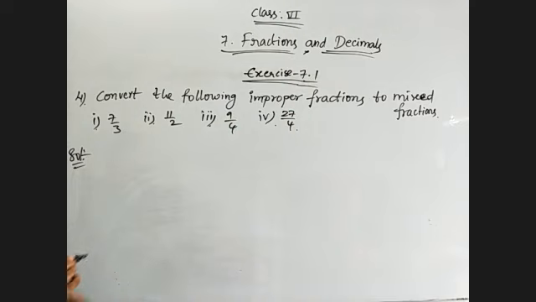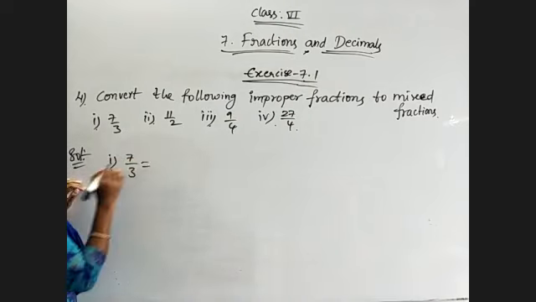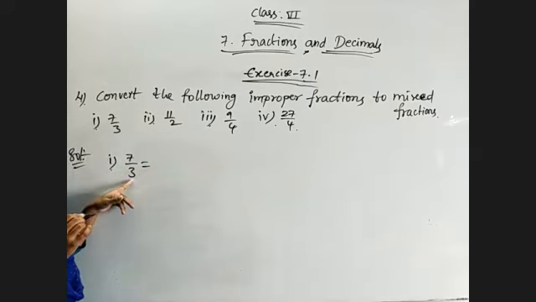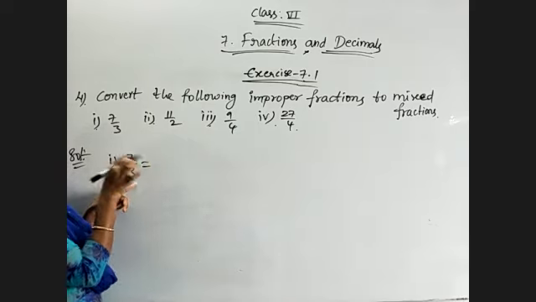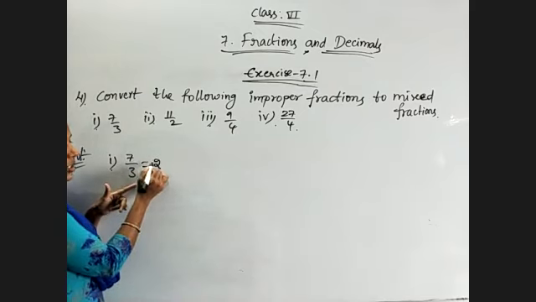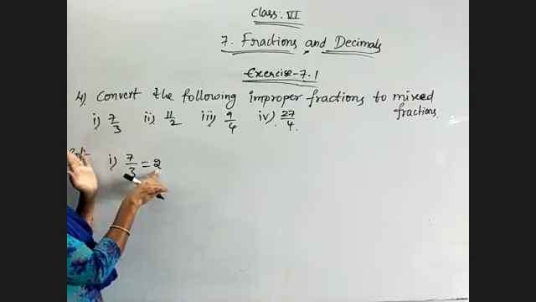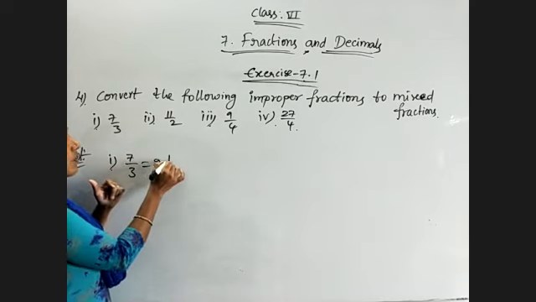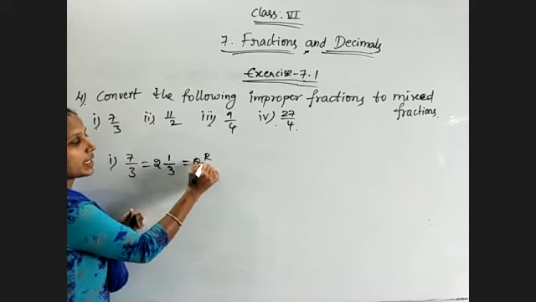Observe the first problem. 7 by 3 is equal to, so we know 3 table very well. Try to write which is the nearer value for the numerator. 3 ones are 3, 3 twos are 6. So 6 is nearer, means 3 twos are the quotient we must write here. 3 twos are 6. Out of 7, 6 is finished. Still how much is left? Only 1. 6 plus 1, yes or no? So 1 by 3, that is quotient, remainder by divisor.